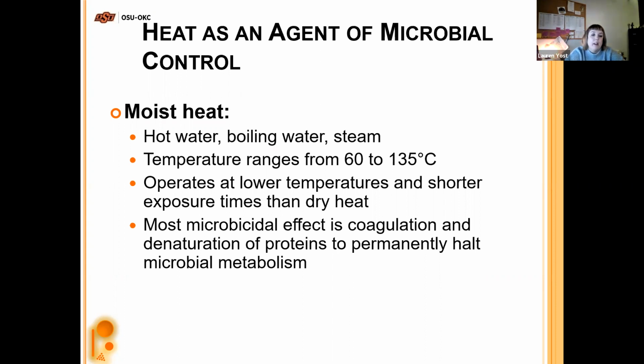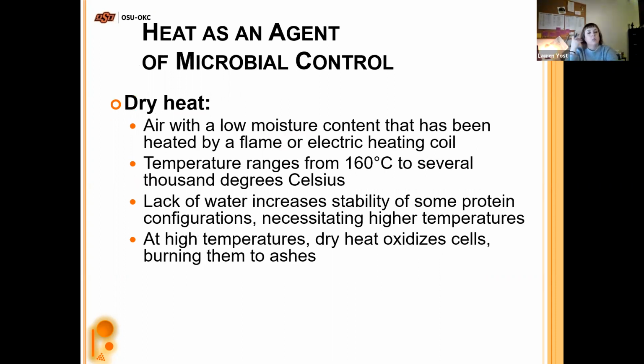With moist heat, we can operate at lower temperature and shorter times than dry heat. And most microbicidal effects are going to be coagulation, denaturation of proteins, and halting microbial metabolism permanently. So literally killing.